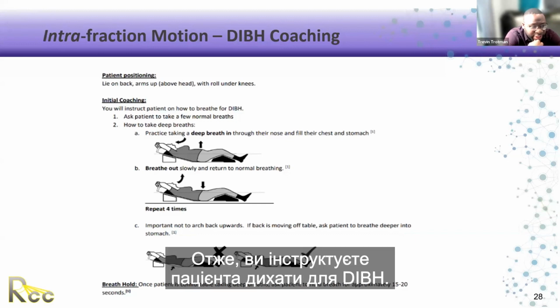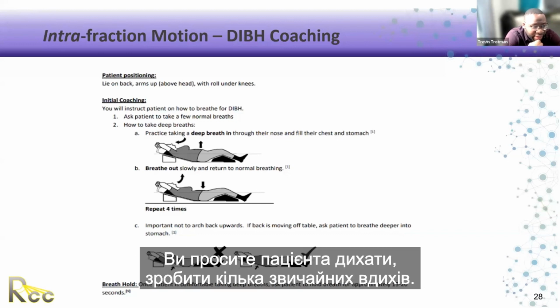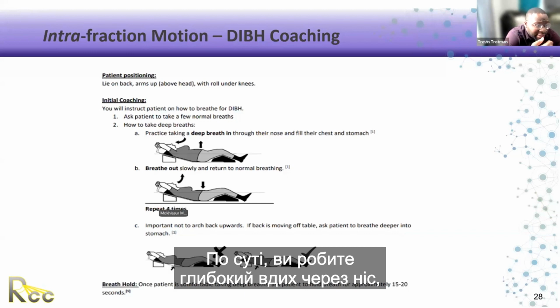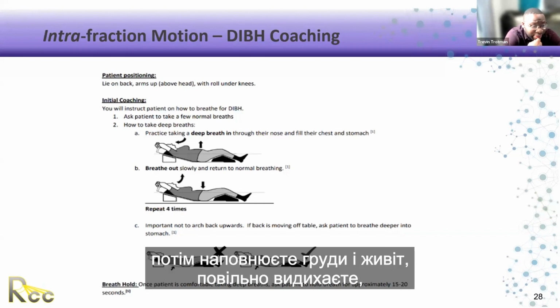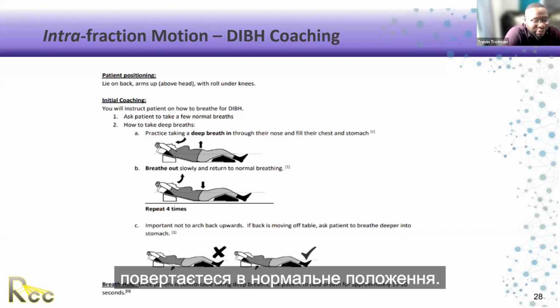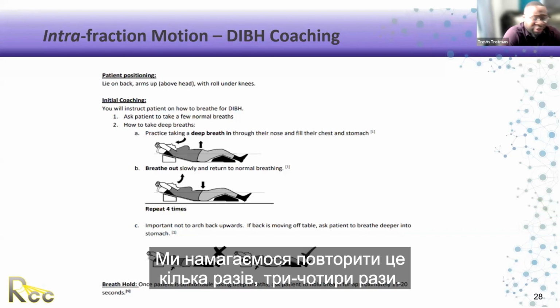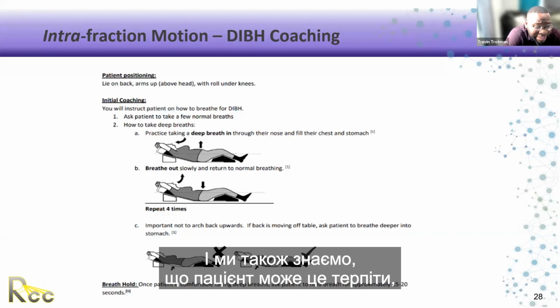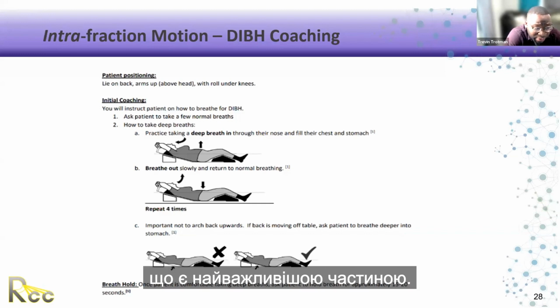So you instruct the patient to breathe for DIBH. You'll ask the patient to take a few normal breaths, and then we'll tell them how to take deep breaths in and how to practice. Basically, you take a deep breath through your nose and fill the chest and stomach. Breathe out slowly, and return to that normal position. We try to repeat that 3 to 4 times. That's how we know we'll have a real trace, and we also know that the patient can tolerate it too, which is the most important part.